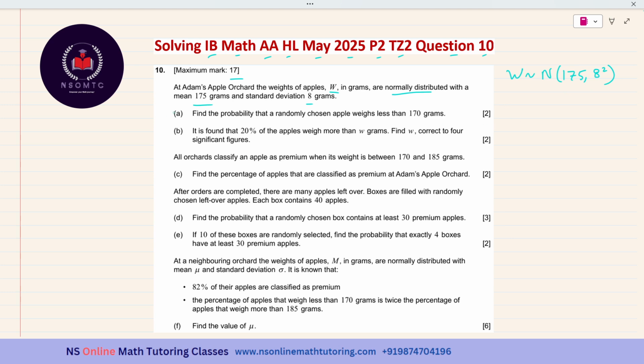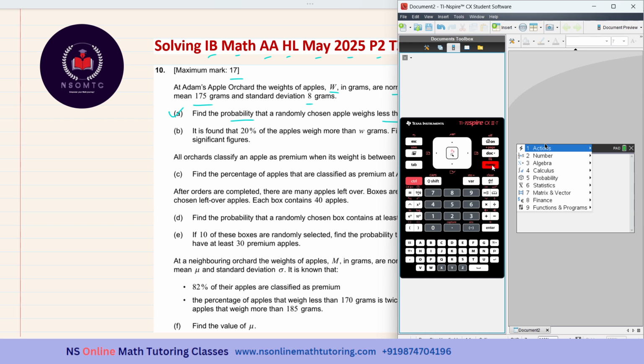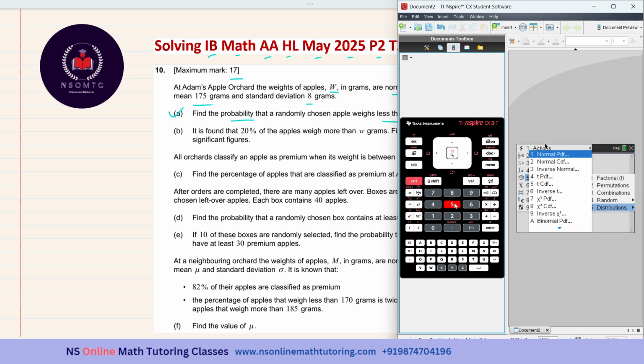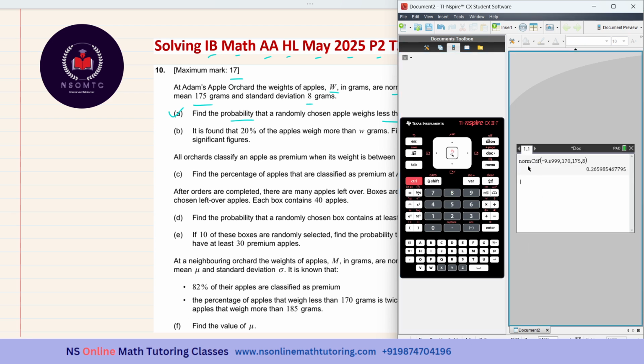Part A's question is: find the probability that a randomly chosen apple weighs less than 170 grams. So the probability that W is less than 170. We will be using the calculator: menu, then the probability option number 5, then number 5 again for distributions, and then normal CDF, option number 2. Less than 170 grams, so the lower bound stays as it is and the upper bound is 170. The mean is 175 and the standard deviation is 8. So it is norm CDF.